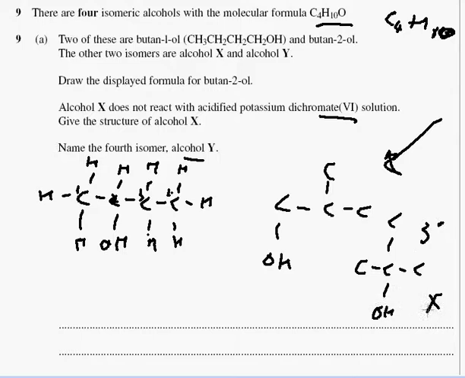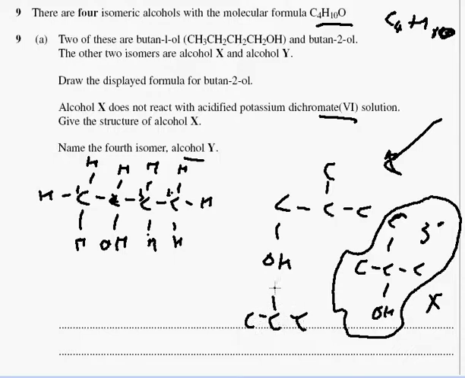So this is X. The reason it won't react is that if I take this tertiary alcohol here and try to change it to a ketone, drawing carbon, carbon, carbon, carbon, I'm messed up because I've got 1, 2, 3, 4, 5 bonds around my carbon. So this must be alcohol X because it doesn't react with acidified potassium dichromate, and this must be Y.